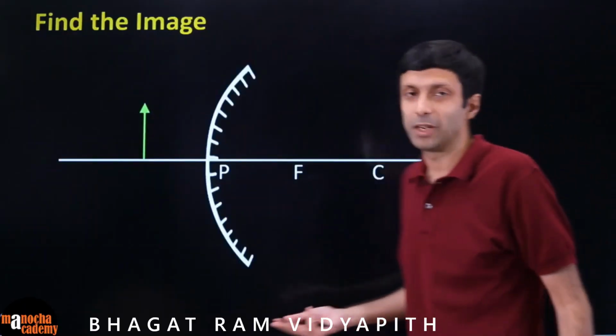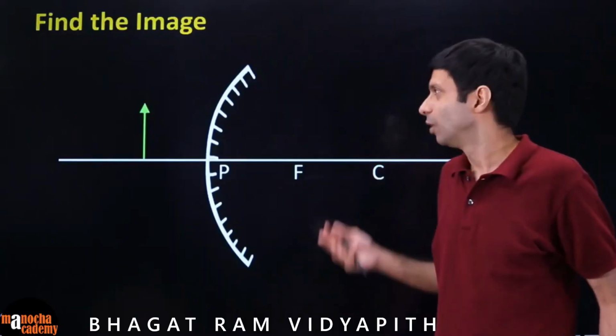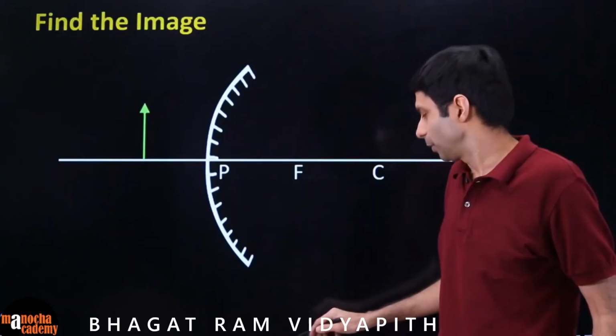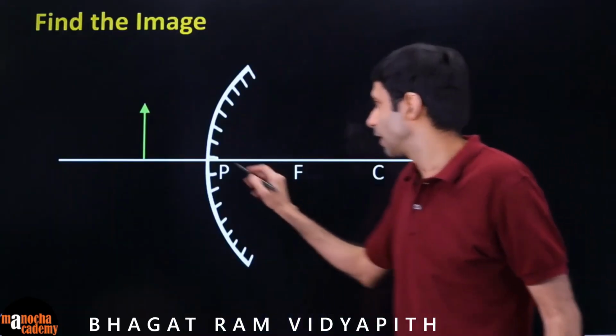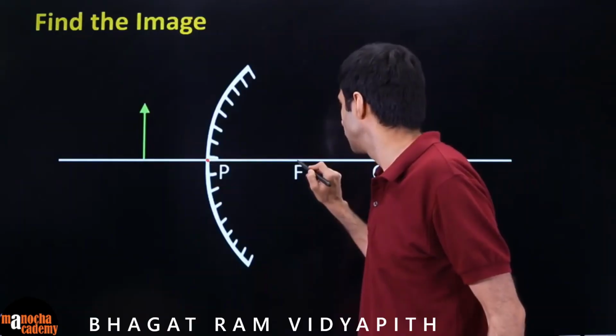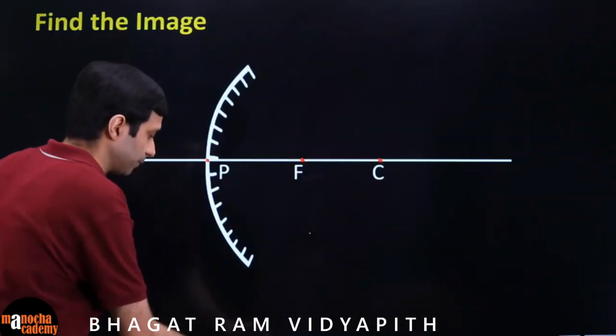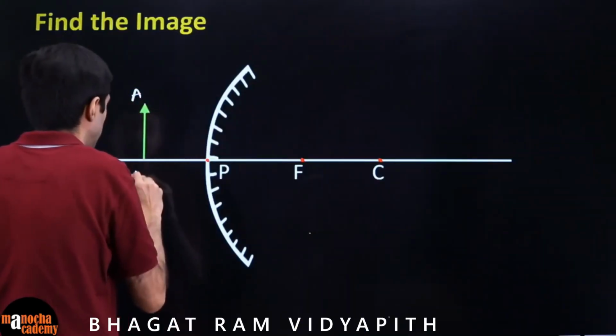Let's try a convex mirror. So we have been doing concave mirrors till now. Convex mirror, let's try. So let's say the object is kept here in front of the mirror, and this is our pole, focus and center of curvature. So again we are going to use the rays from the top of the object. So this is our object AB.